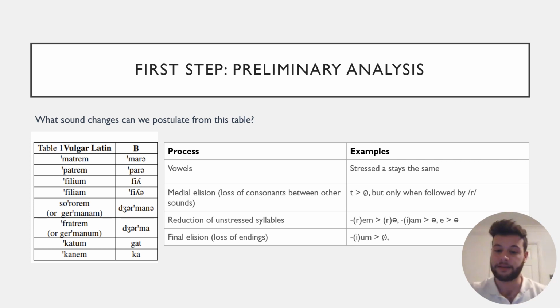We also see that the consonant T is lost, but again, in a more restricted way in language B. It's only deleted when it's followed by a R sound. We also have a reduction of unstressed syllables in language B. So not all syllables, like in language A, are just completely deleted. Instead, they are just reduced.